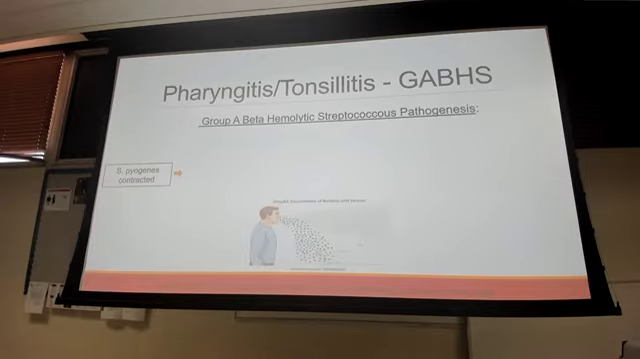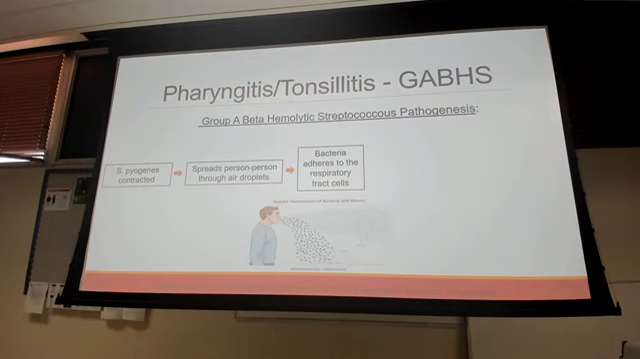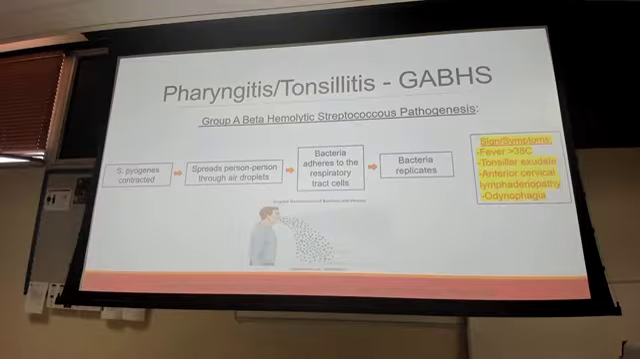So kind of just going into some of the pathogenesis. The patient contracts Streptococcus pyogenes, that bacteria. It is spread person to person through air droplets. It adheres to the respiratory tract and replicates, and then the patient develops the symptoms. So fever, 38 degrees Celsius or 100.4 degrees Fahrenheit or more, that's what we consider fever.